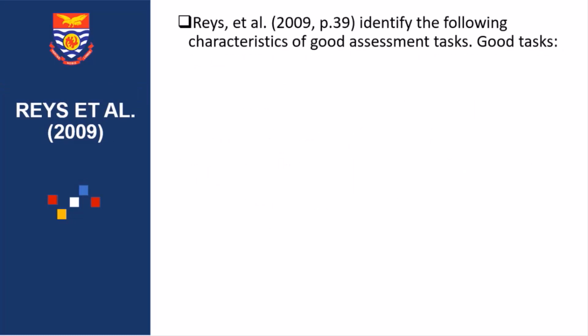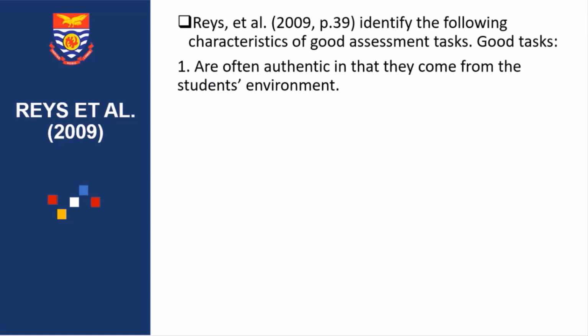And then Reyes et al. in 2019 also proposed some characteristics of good tasks, and according to them, good tasks are often authentic in that they come from students' environment. So as we saw in the previous presentation, Reyes et al. also says that we should always connect the task to the students' immediate environment so that they can see the utility component of it. And the good tasks are also challenging, yet within students' reach.